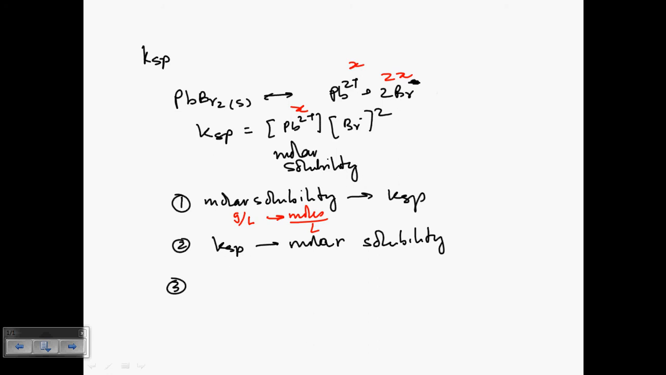And the third type of problem here is, will a precipitate form? To do this kind of problem, you have to compare Q to KSP. If Q is greater than KSP, then a precipitate forms. Please go over the chapter 17 notes to clarify this further.